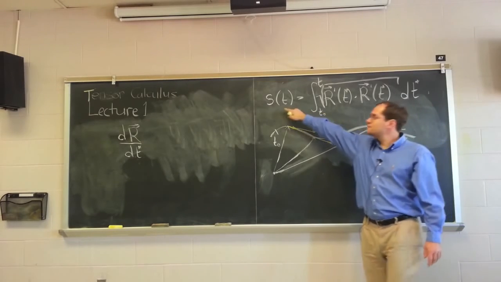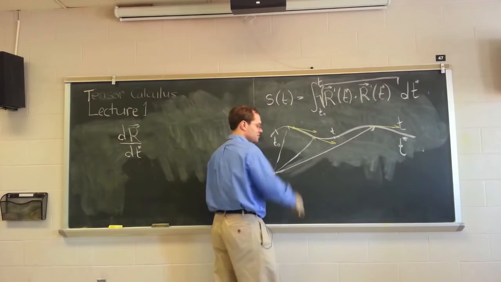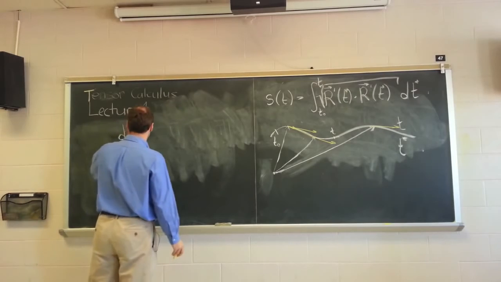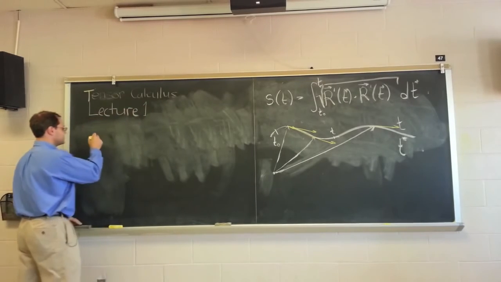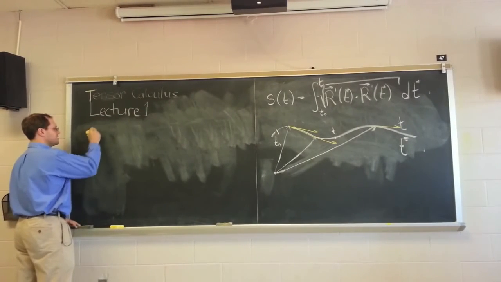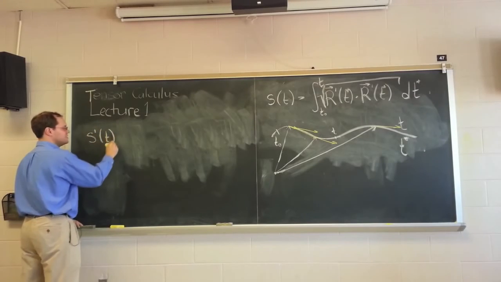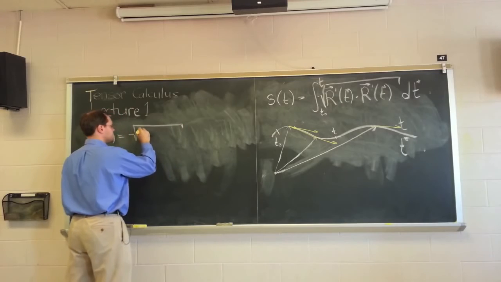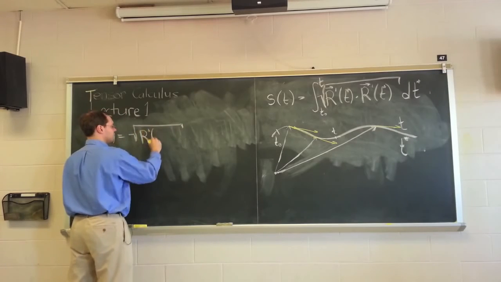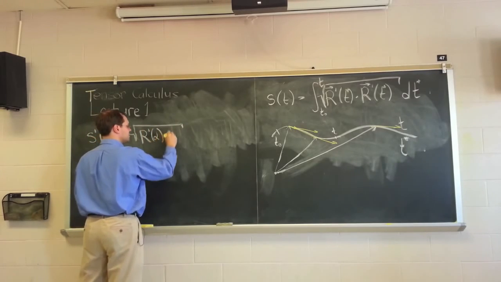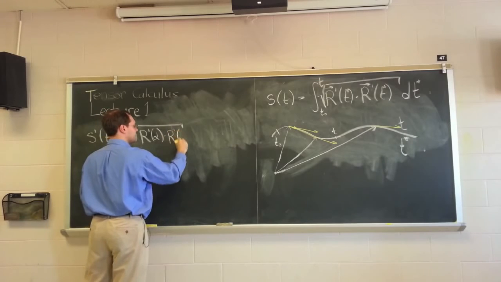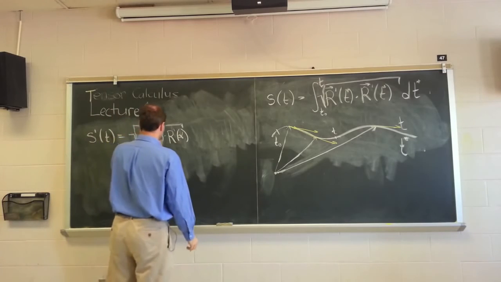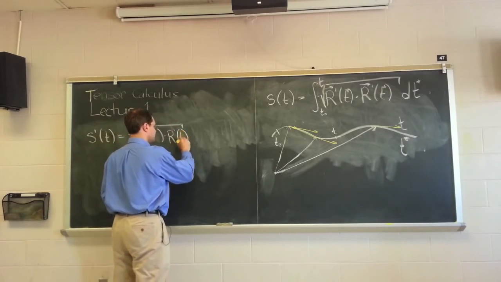Let me take the derivative of s of t as a function of time. So that's the rate of change of arc length as a function of time. And of course, it is s prime of t equals square root of r prime of alpha dotted with r prime of alpha. Ooh, went from t to alpha of t.